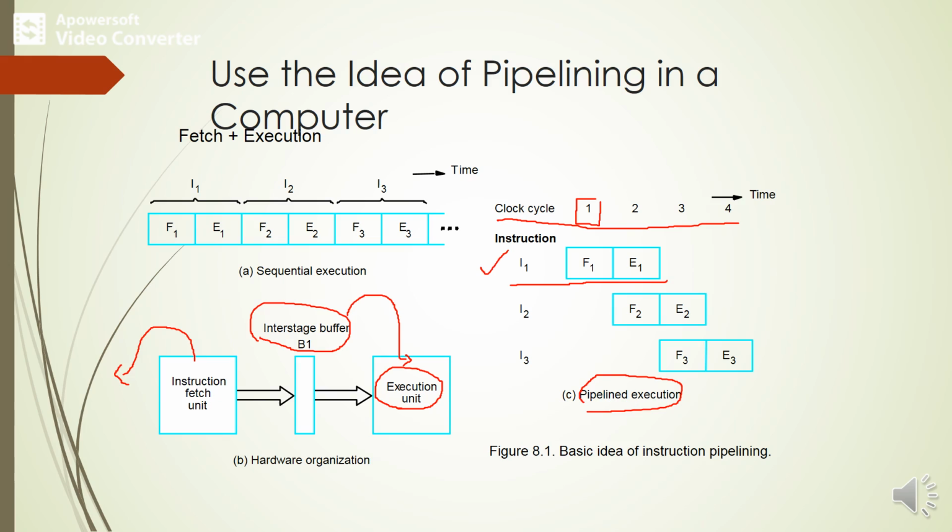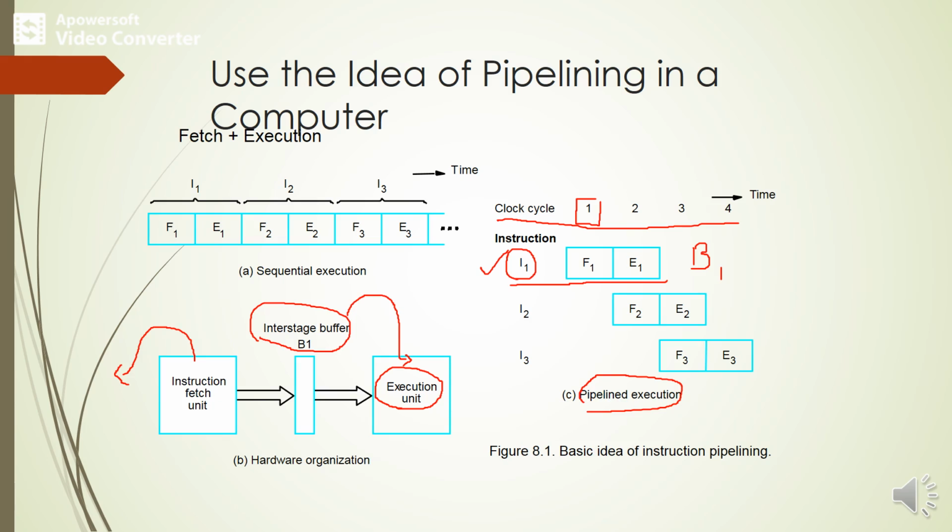It stores it in the buffer register B1. So during the first clock cycle, the instruction unit will fetch the first instruction, that is I1, and store that I1, the instruction 1, in the buffer register B1.